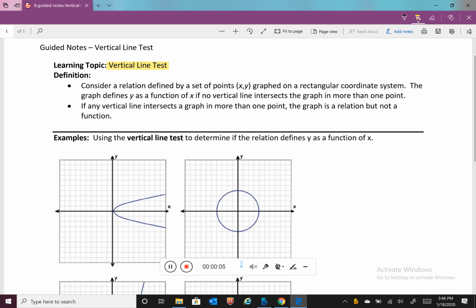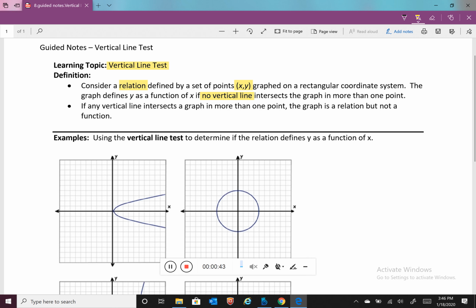Topic for today is vertical line test and definition. Consider a relation defined by a set of points x, y, graphed on a rectangular coordinate system. The graph defines y as a function of x if no vertical line intersects the graph in more than one point. So in loose terms, that means I can draw any vertical line, and as long as that vertical line only intersects my graph once, then I have a graph that is meeting the definition of function.